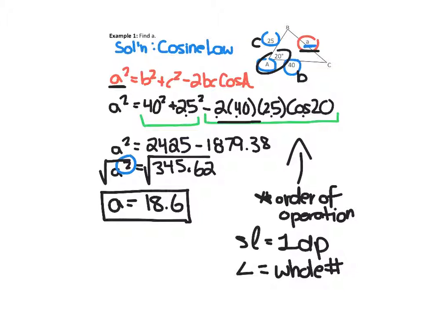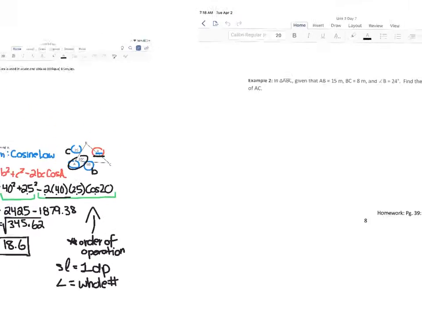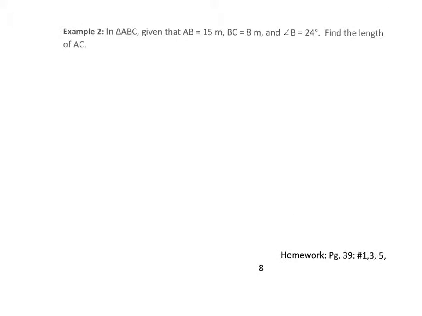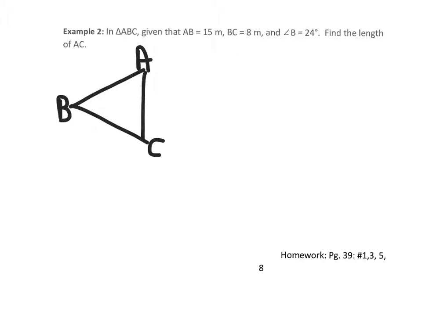Let's do one where you actually have to draw out the answer yourself. In example 2, they give you the triangle ABC, given the side lengths AB, BC, and an angle of 24. Find the length of AC. What I would first do is just draw a triangle. That's going to help you. Now label that triangle A, B, C, and put in the measurements. From A to B, it's 15 meters. B to C, it's 8 meters. And then angle B is 24 degrees.